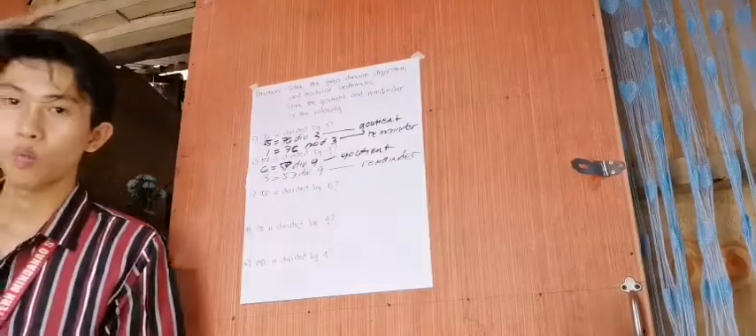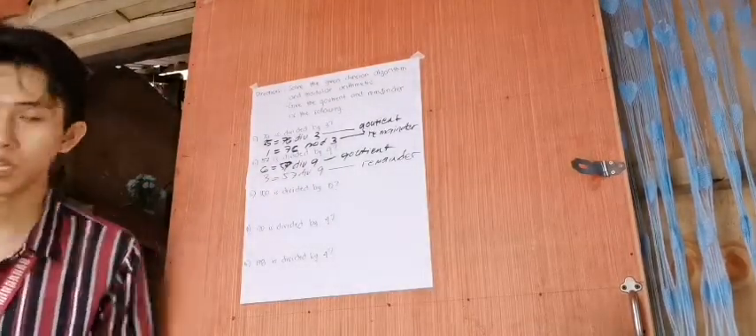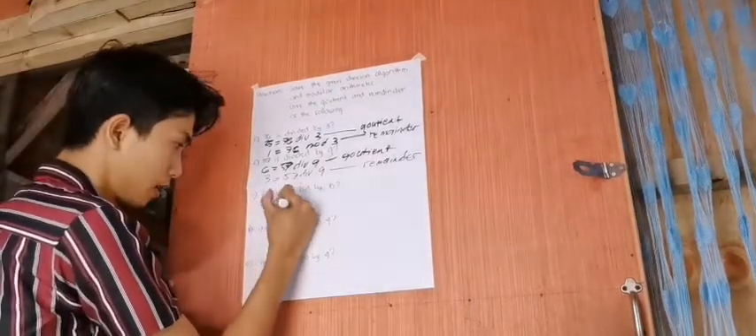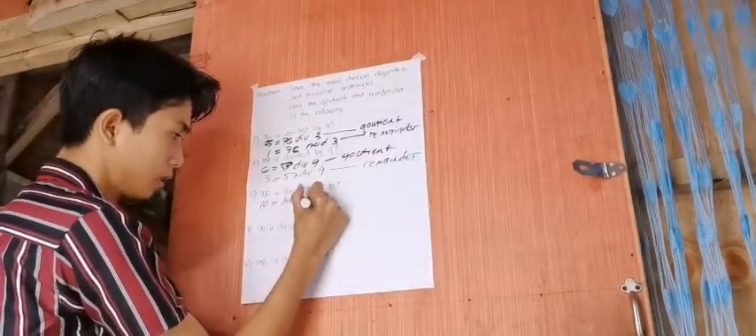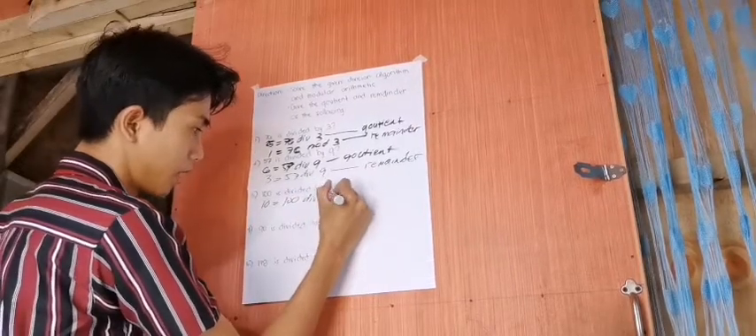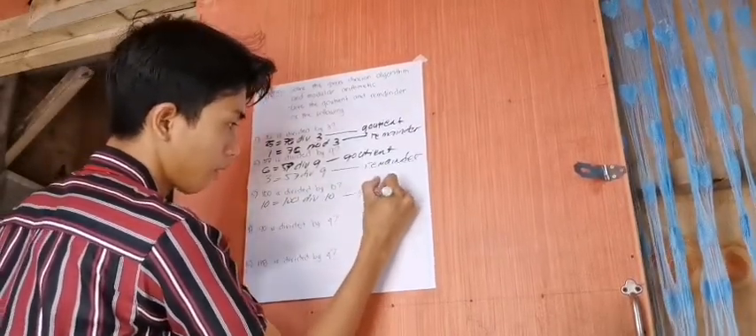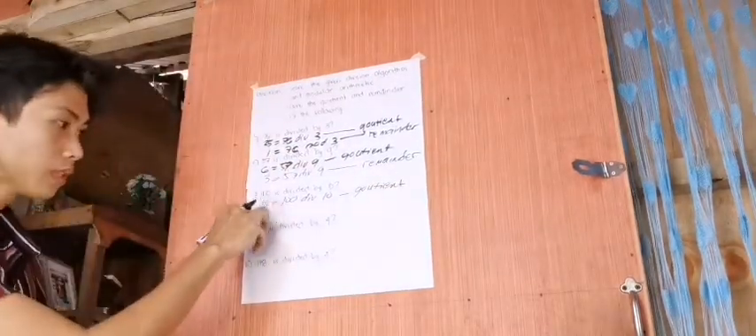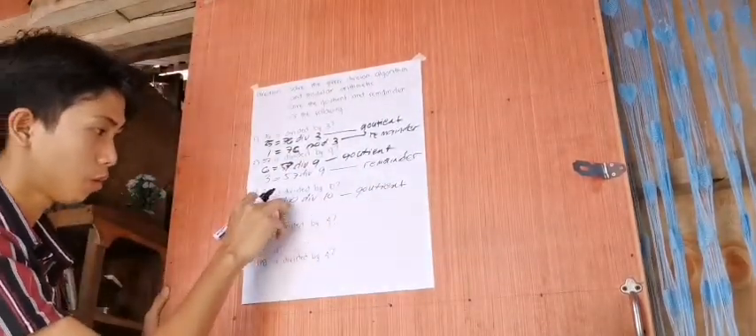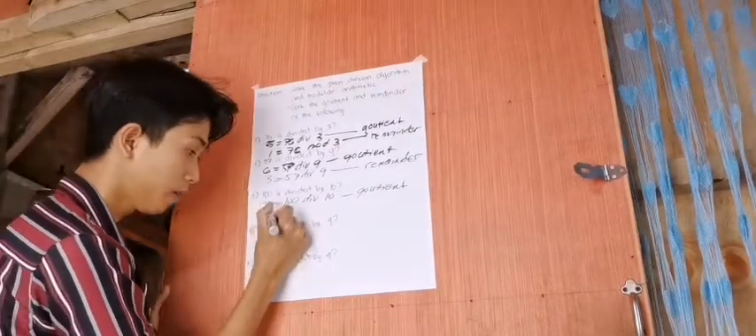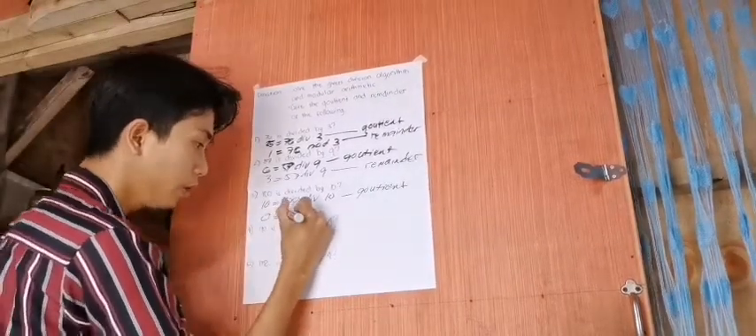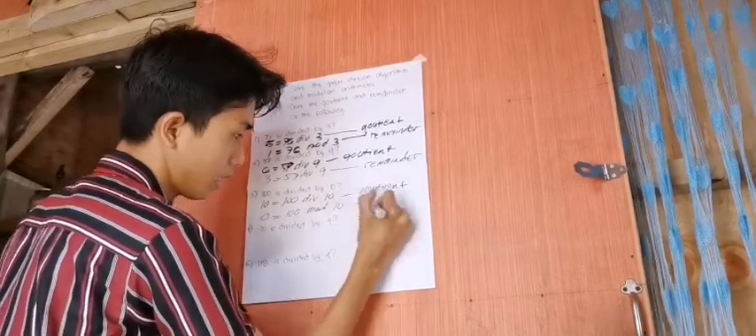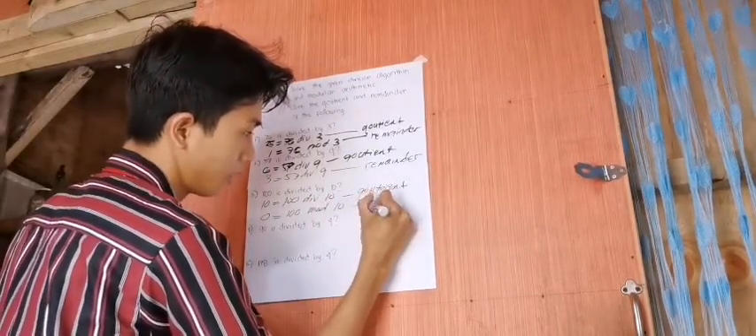Number 3. 100 is divided by 10. The answer is 10. So 10 equals 100 div 10. This is our quotient. Then 10 times 10, the answer is 100. So 100 minus 100, we have 0. So 0 equals 100 mod 10. That is our remainder.